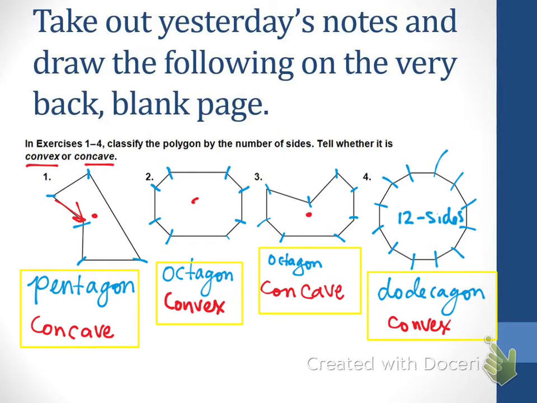What did we call a 3-sided polygon? Triangle. A 4-sided? Quadrilateral. 5-sided? 6-sided? 7-sided? Heptagon. So H like hexagon. 8, 9, nonagon. 10, decagon. 11, hendecagon. And then 12 is dodecagon.